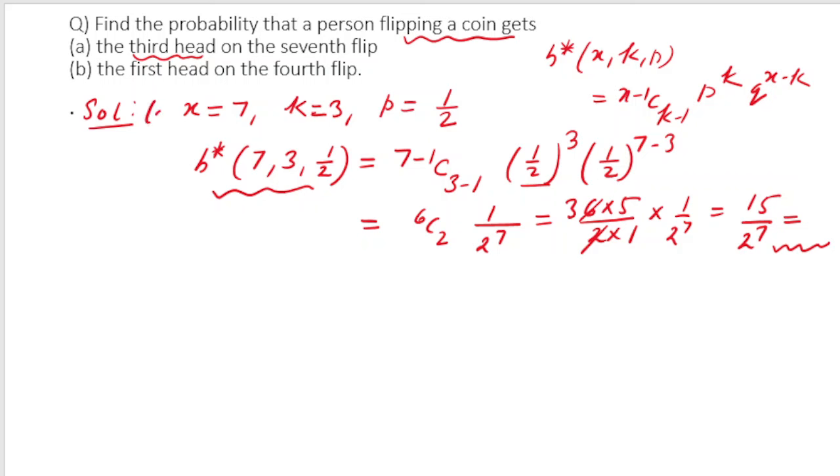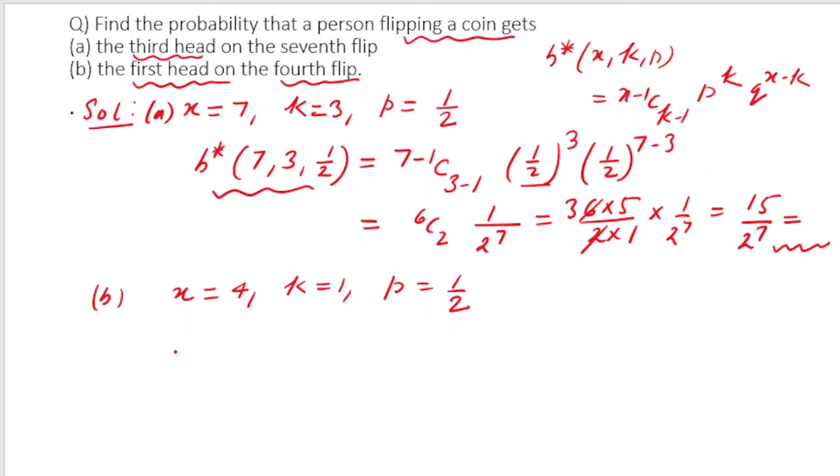Now what is the second part of this problem? The second part is, what is the probability of getting the first head on the fourth flip? So it means you are performing x 4 times and you want to get the success 1 time, and probability of success is 1 by 2. So we can use a special case of negative binomial distribution, but I am not using the term. I will discuss that later, but here I am using just the negative binomial distribution, right?